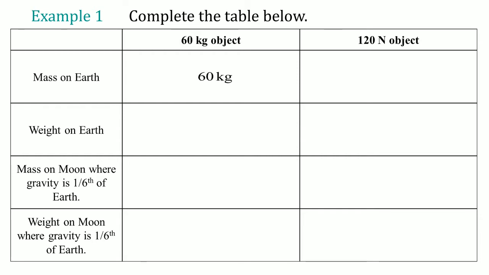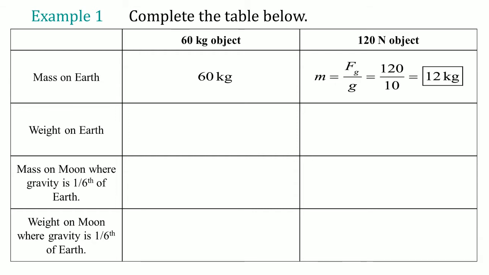But what is the mass of the 120 Newton object? Well, you would have to do force equals mass times acceleration and solve for mass. The force is 120 and gravity is 10. You do that division, you get 12 kilograms. So the mass is 12 kilograms.